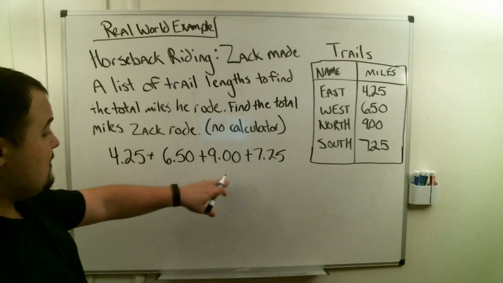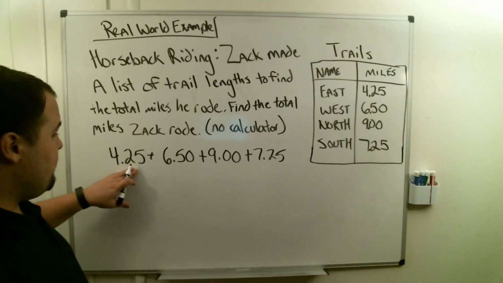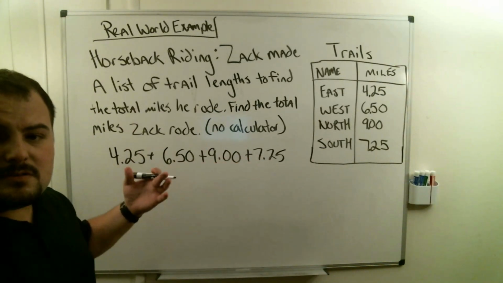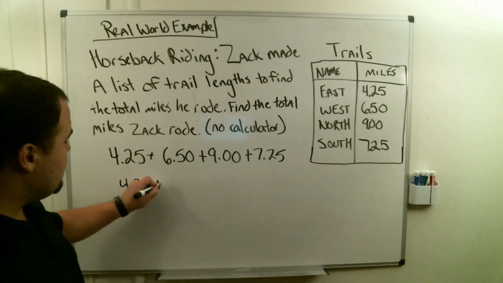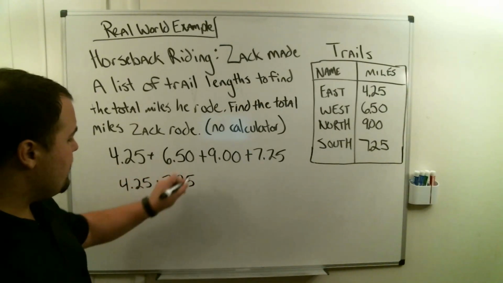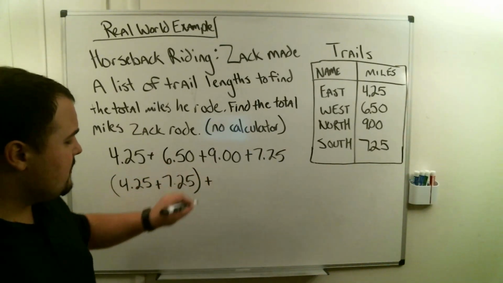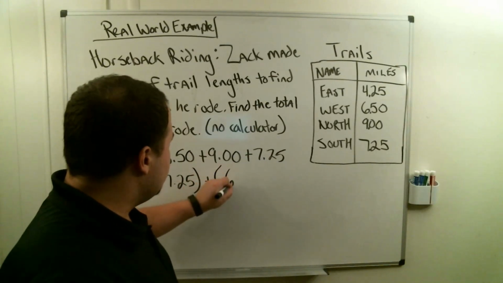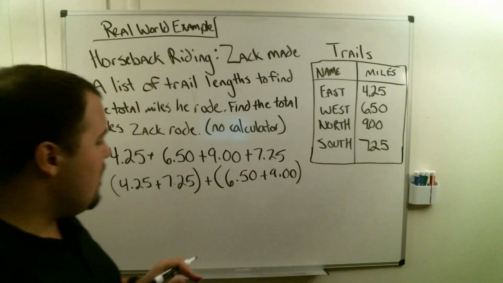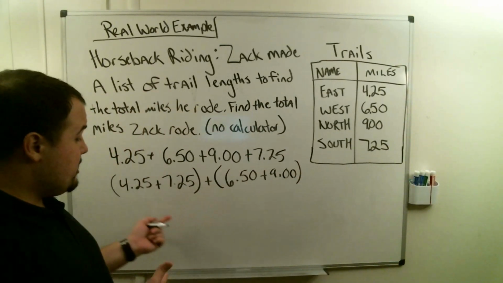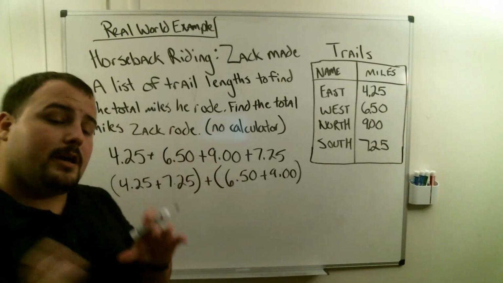So I'm going to look at this list. I'm going to say what could go together pretty easy. 4.25 could go together with 7.25. So I'm going to put those together. 4.25 plus 7.25. Go ahead and group those together. Here I got 6.50 plus 9. So I'm going to group those together. 6.50 plus 9. Now, by using the commutative property, which is what I just did, I moved the numbers around. The associative property is where I actually group numbers together.